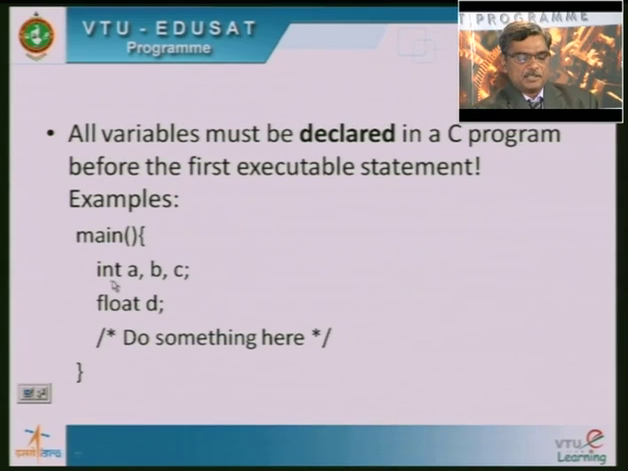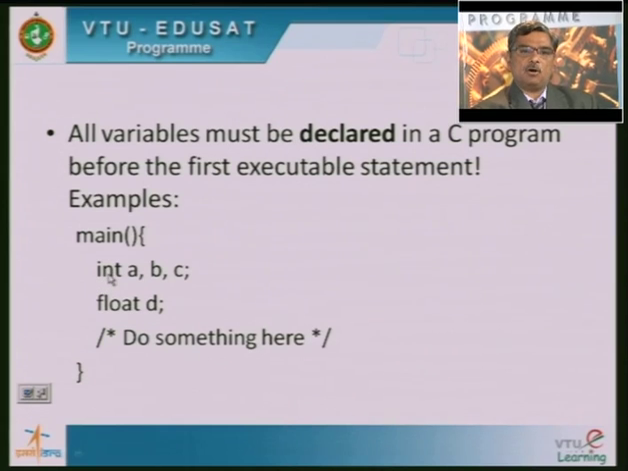In this example you observe int a comma b comma c. In a single statement we have used many variables separated by a comma. All these statements end with a semicolon. This line is over, that is the declaration. We have declared one more variable, float d semicolon, which refers to d being a floating variable, and a, b, c of type integer variable. All variables must be declared in the C program before the next statement, that is what we call executable statements.